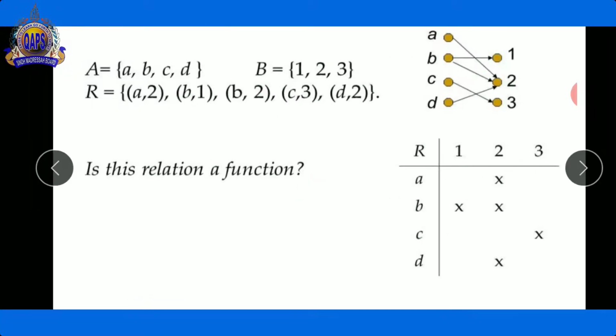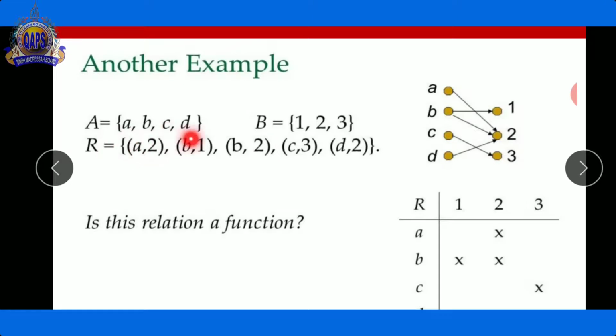Now another example. Let A contain 4 elements: A, B, C, D, and B contain 3 elements. Then A is directly related to 2, because A is only related with 2. B is related with 1, and B is also related with 2. Let's see here in this example, A is related with which number? 2. So A is directly related with 2, and B is related with 1.